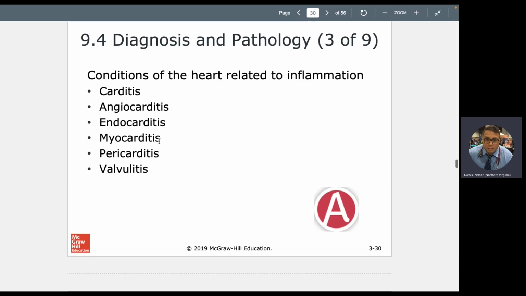The blockage, we can carditis, angiocarditis, endocarditis. We saw this before.